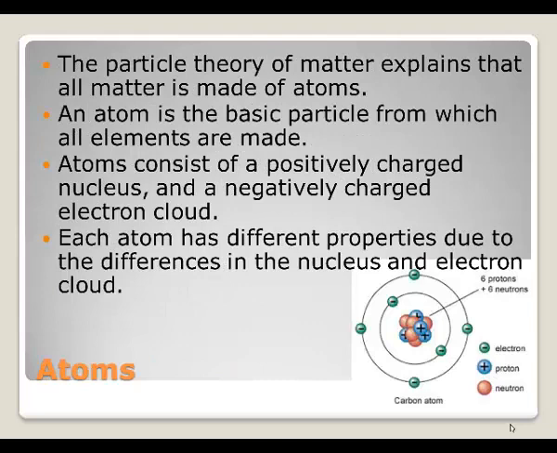So atoms. The particle theory of matter explains that all matter is made up of atoms. In the bottom right-hand corner of the slide, you can see a picture of a carbon atom. It shows the electrons in their orbital paths, shows the protons and the neutrons inside of the nucleus, and it also shows the charge that each one of those subatomic particles has. Atoms consist of a positively charged nucleus and a negatively charged electron cloud. And then each atom has different properties due to the differences in the nucleus and in the electron cloud.